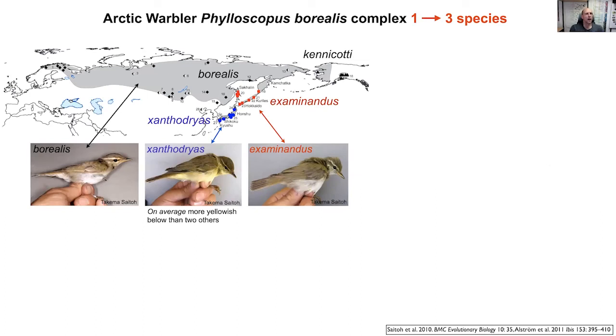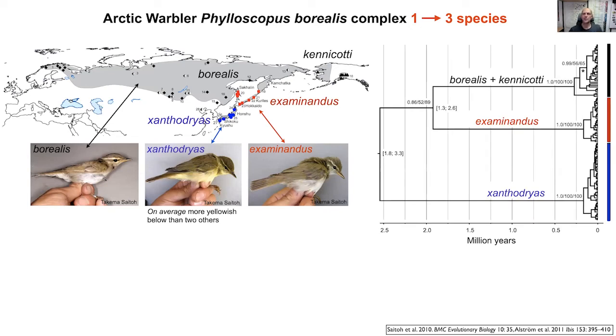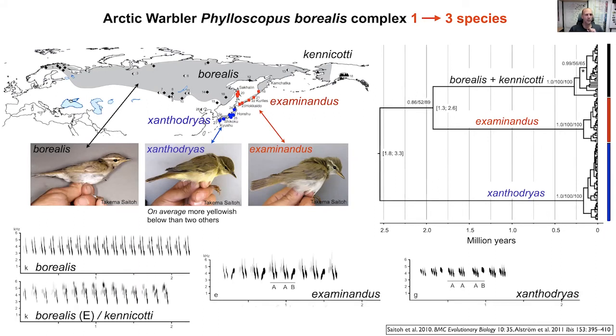Here's another group of warblers, the Arctic warbler complex. That was treated as a single species with a wide distribution. And we sampled vocalizations and DNA from across the range here. We found that there was a really deep divergence between the northern ones, Borealis and Kennicotti, and Examinandus and Xanthodrias, with divergence times of approximately 2 to 2.5 million years between those. We also found consistent differences in songs as well as in calls between these groups. So Borealis and Kennicotti here, Examinandus here, and Xanthodrias here, all sounding different. So we concluded that this is not a single species, it's actually 3 different species. Morphologically, they're very similar to each other, actually.